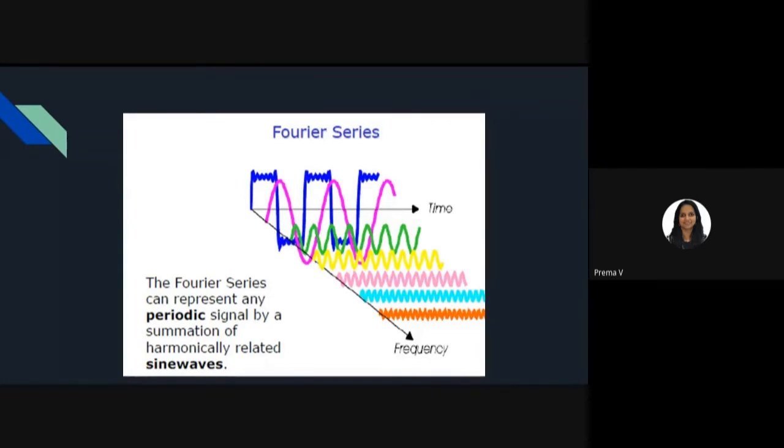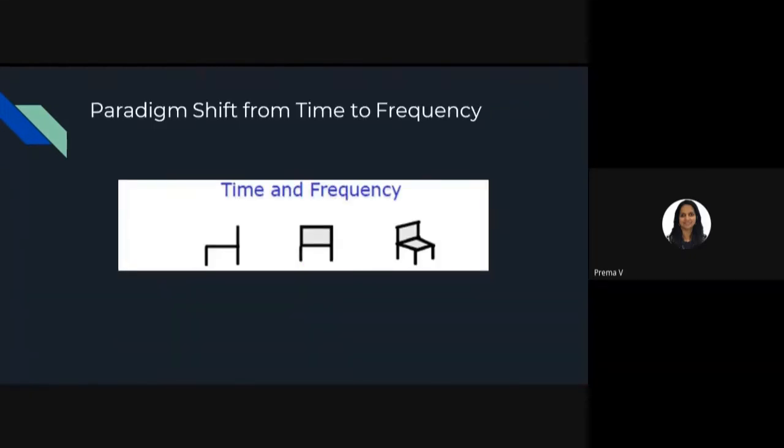So here we are coming to a paradigm shift. All this time we were talking about only time domain signals. Now we are slowly coming to frequency domain signals through sinusoids. The advantage of this is that it is very easy to predict the output and the analysis becomes very simple. Yes, here is the paradigm shift from time to frequency.